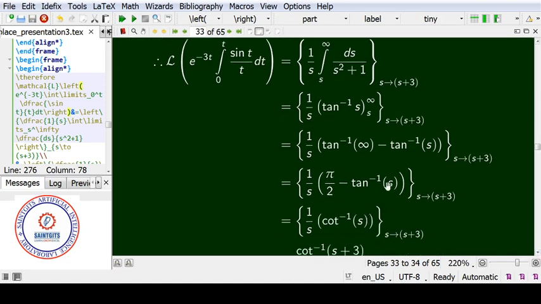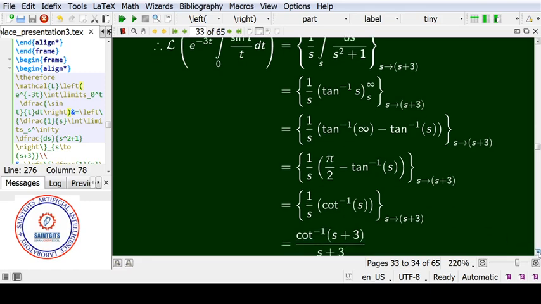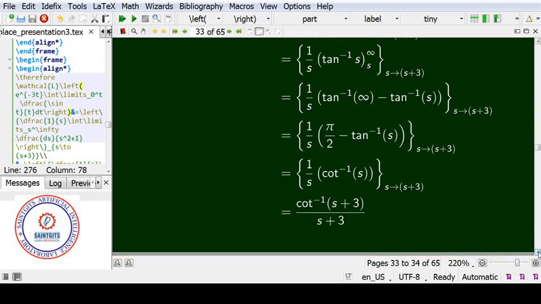Now all the interior operations are over. The last operation is s is replaced by s plus 3. So 1 by s plus 3 into cot inverse s plus 3. Cot inverse s plus 3 by s plus 3.